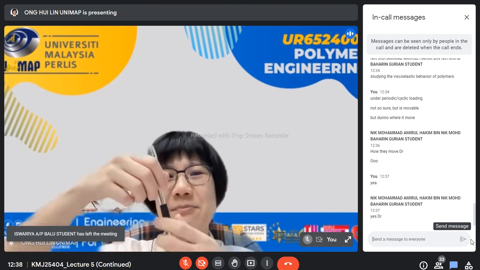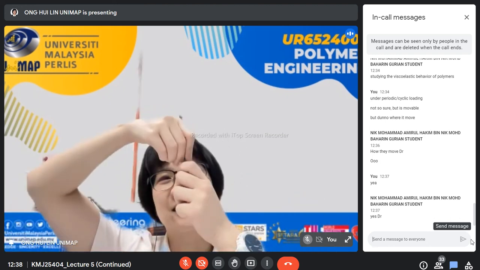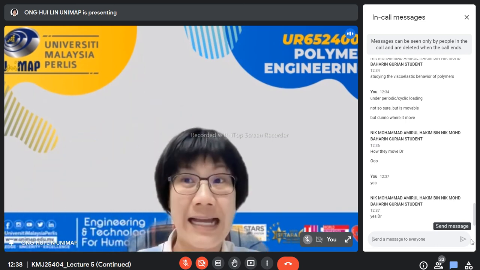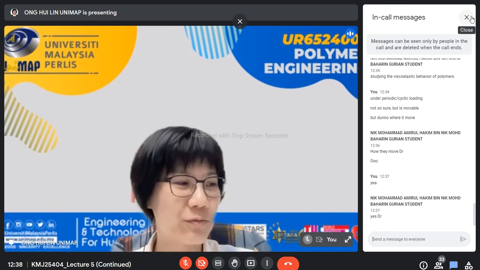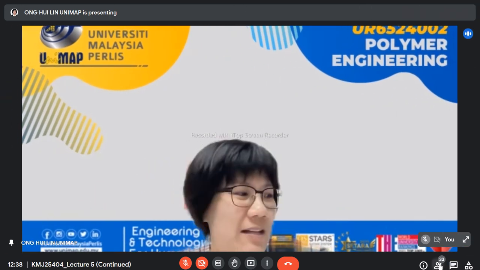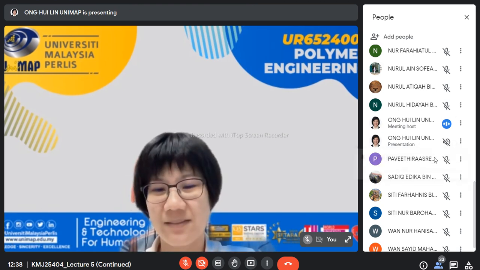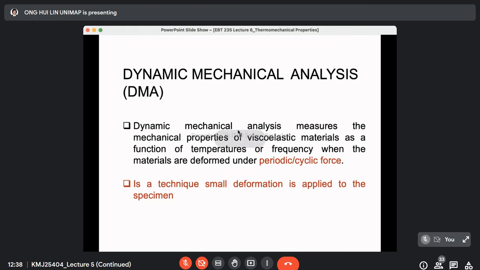But this is reality, right? Nothing is static, there isn't any. So this is closer to the realistic application. Actually it is more on this dynamic part. Okay, right. So cyclic means how many times you pull and release, one cycle, then the second cycle. But usually the cycles are more than thousands, not just a few times. If it fails after only a few times, it can't be used anymore.